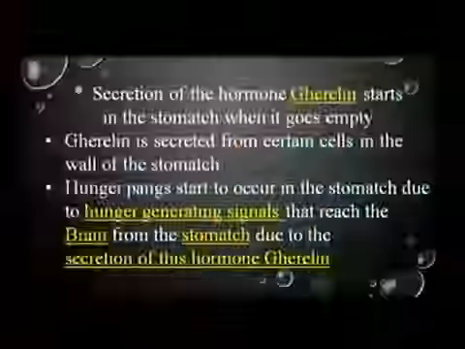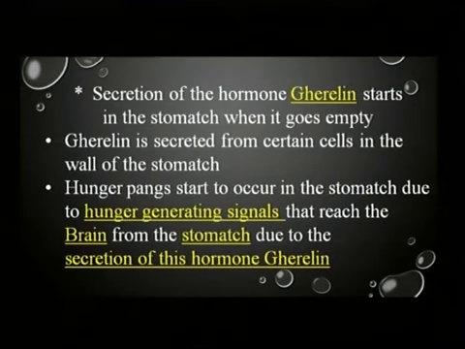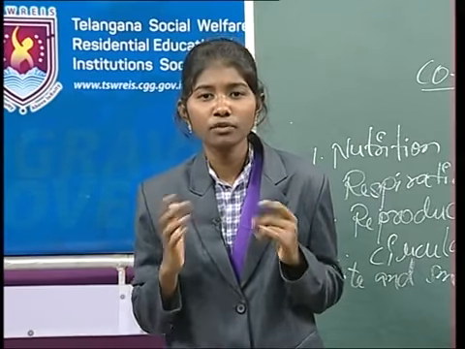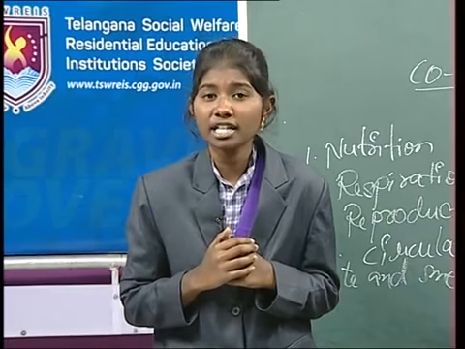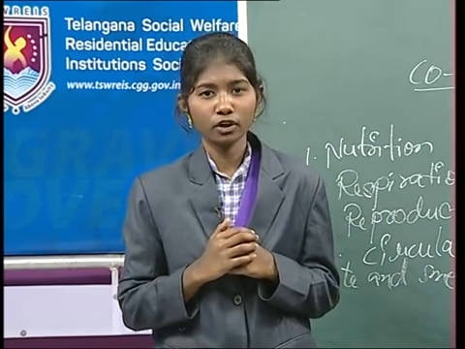So secretion of the hormone ghrelin starts in the stomach when it goes empty, and ghrelin is secreted from certain cells in the walls of the stomach. Hunger pangs start to occur in the stomach due to hunger-generating signals that reach the brain from the stomach due to the secretion of ghrelin. Hunger pangs continue up to 30 to 45 minutes.